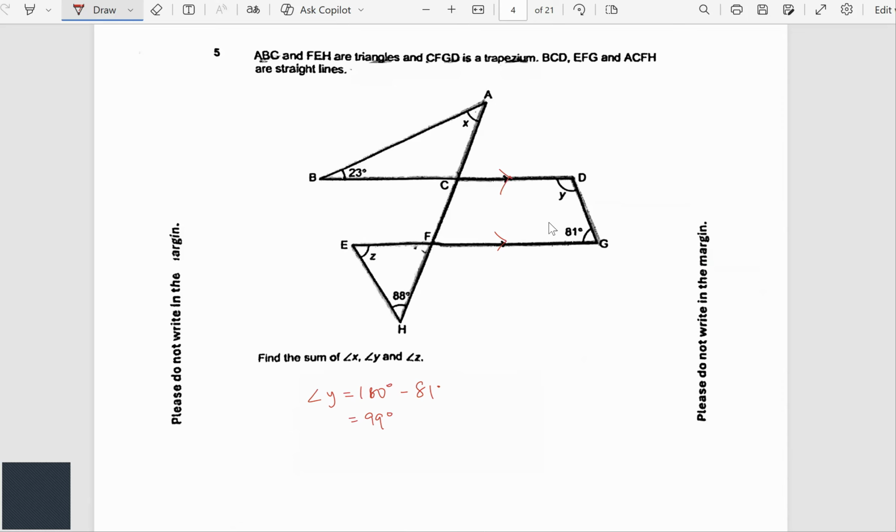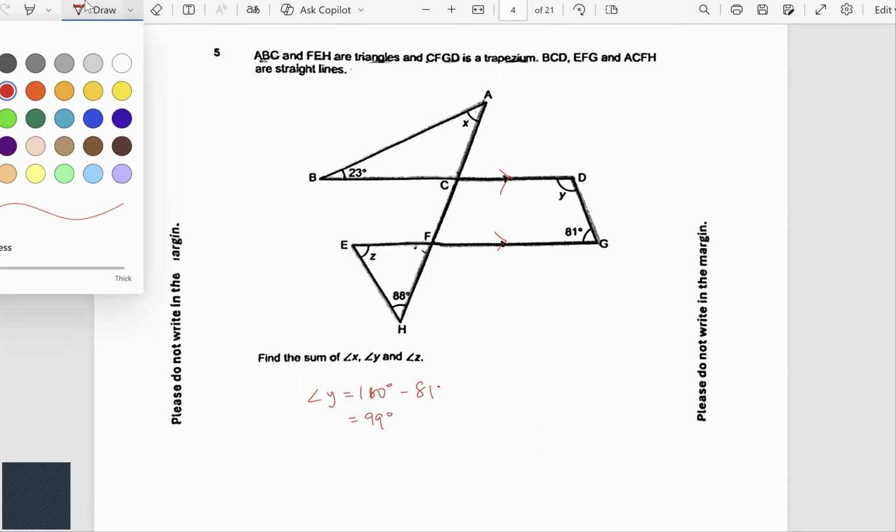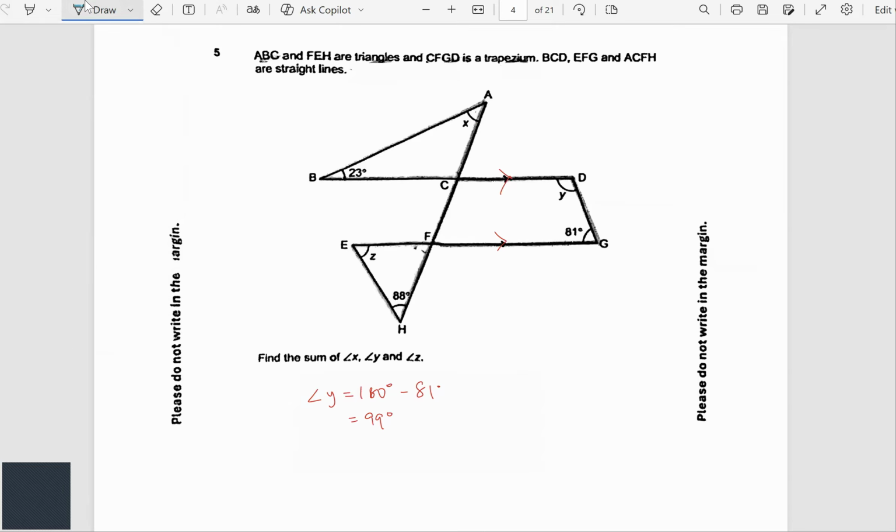Next, okay, now for X and Z, if you want to find X, you need to know this angle here, right? If you want to find Z, you need to know this angle here. So this angle here, okay, is the same as this angle here.